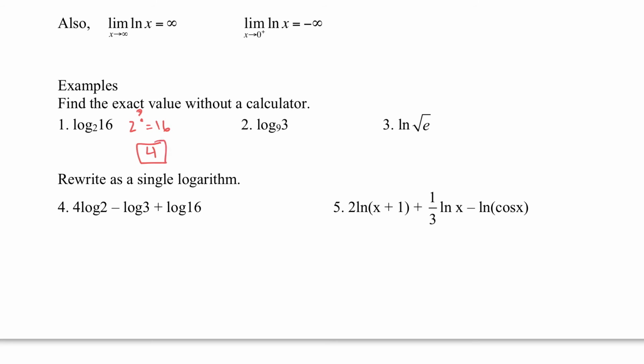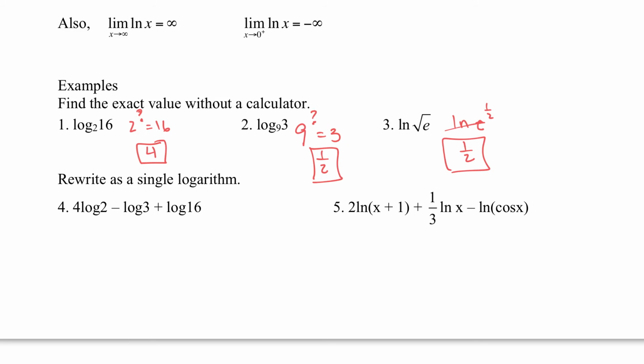On the next one, 9 to what power would be 3? That's what we're using from our definition. And that would be 1/2. And finally, ln root e. This is like saying ln of e to the 1/2 power. Ln e is just 1, so your answer here is 1/2. All right, moving on to our next set of problems.